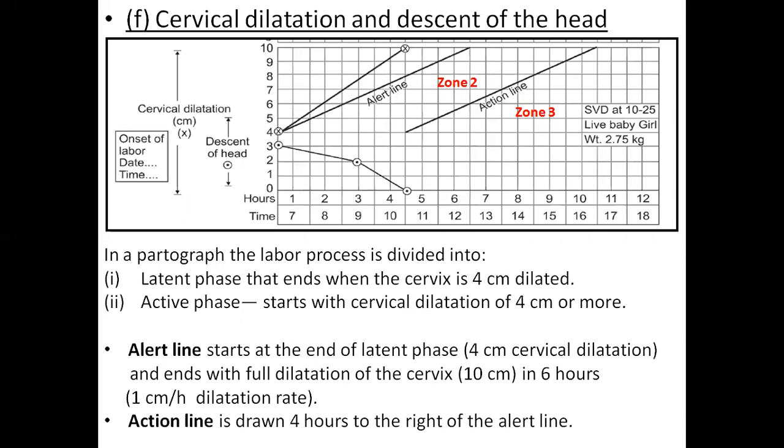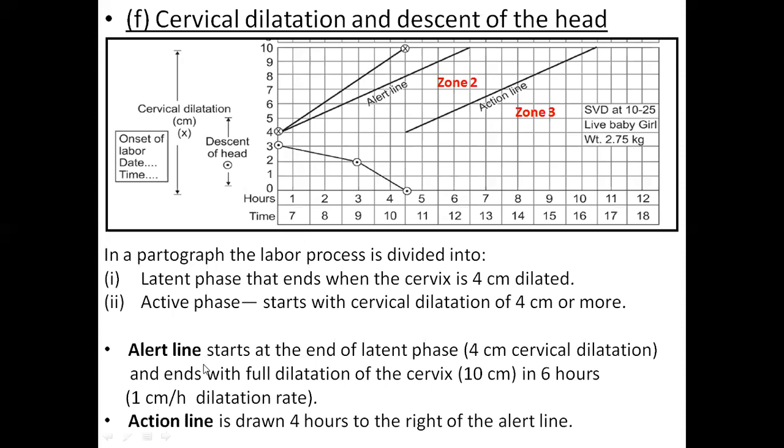Now, the cervical dilatation and descent of the head. In a partograph, the labor process is divided into latent phase and active phase. Latent phase ends when the cervix is 4 centimeters dilated, and active phase starts with cervical dilatation of 4 centimeters or more. And also an alert line and action line are shown in this image.